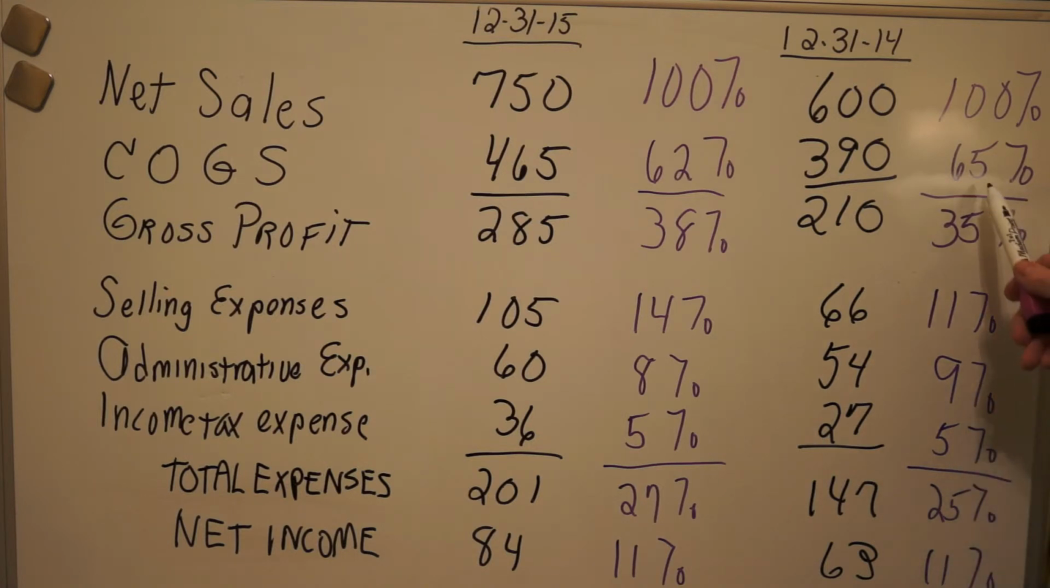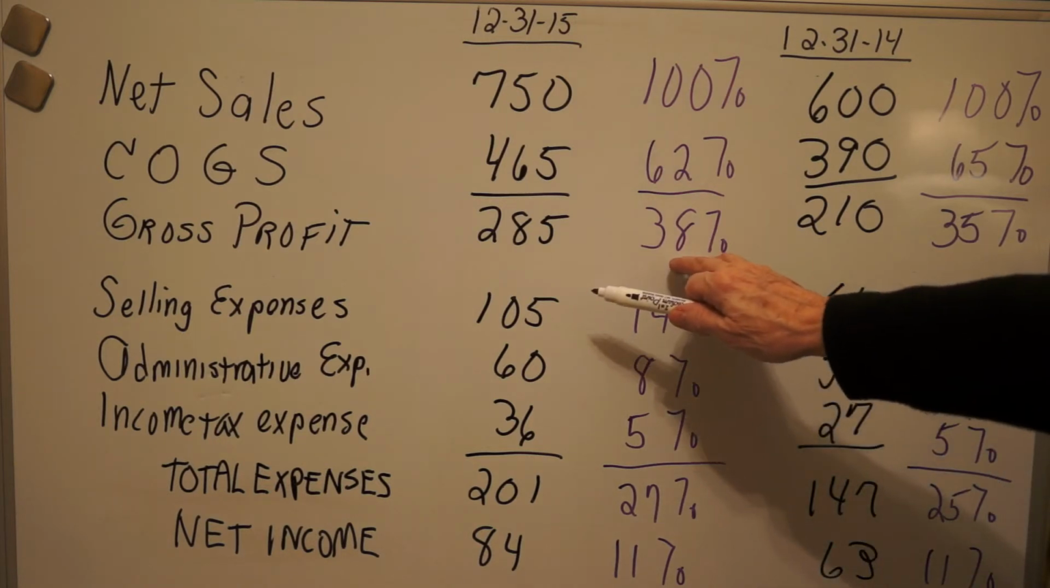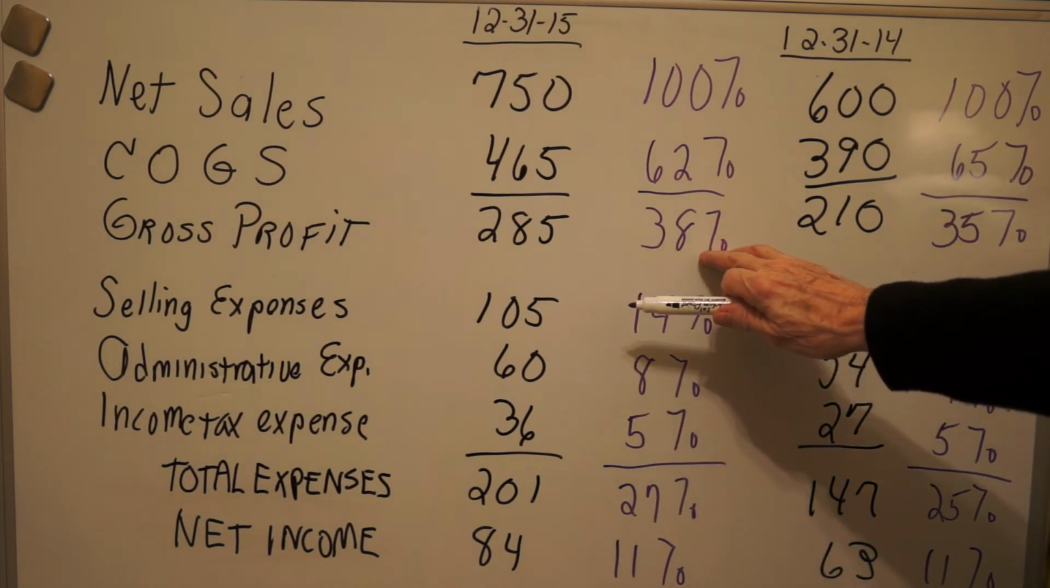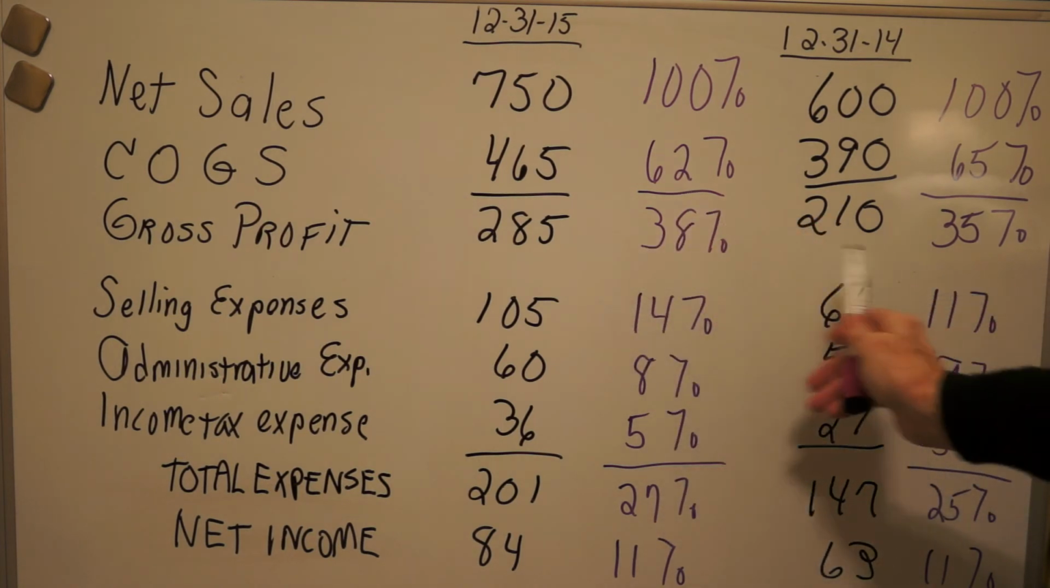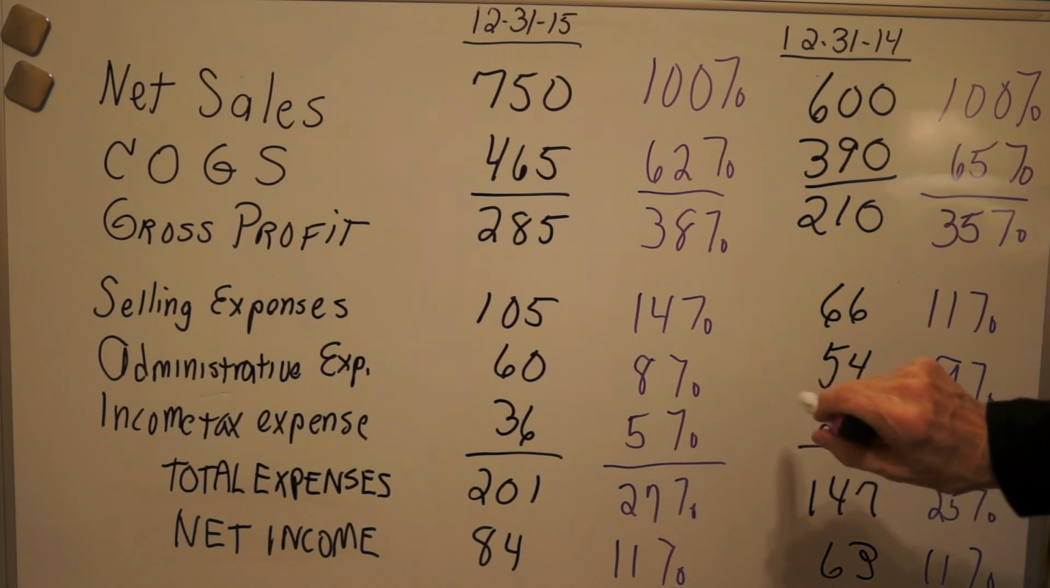The cost of goods sold decreased, so that would be a good sign. Your cost of goods sold decreasing means that you're having a little bit higher gross profit. And so then you'd probably want to look at some of these a little bit.